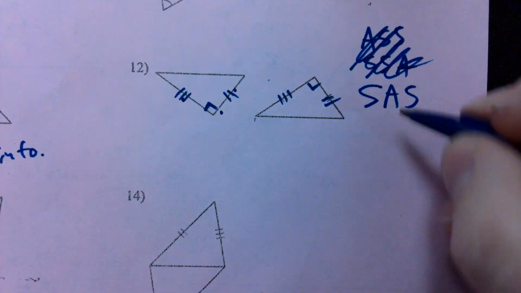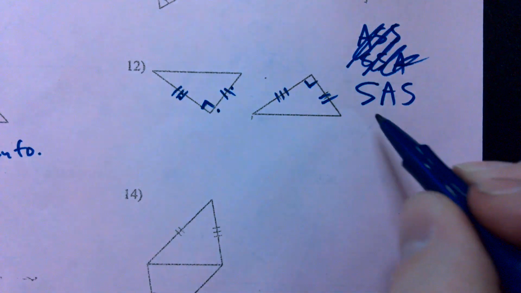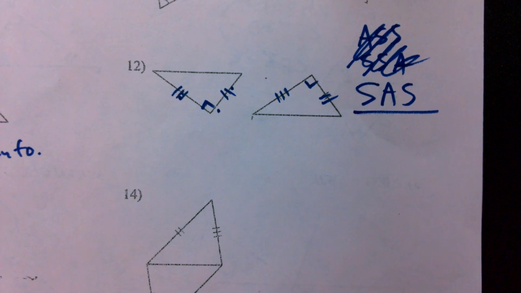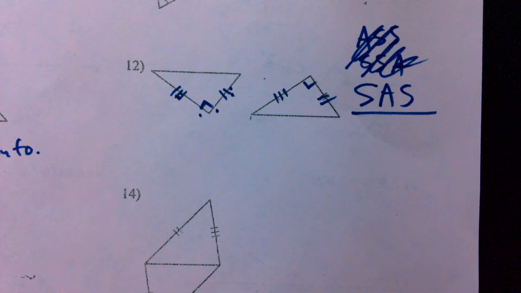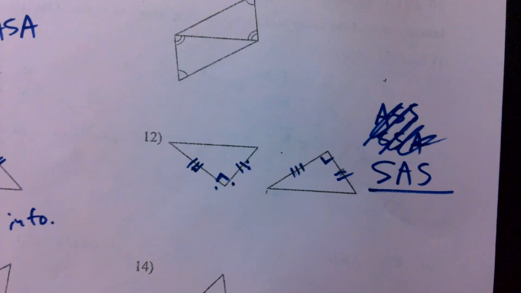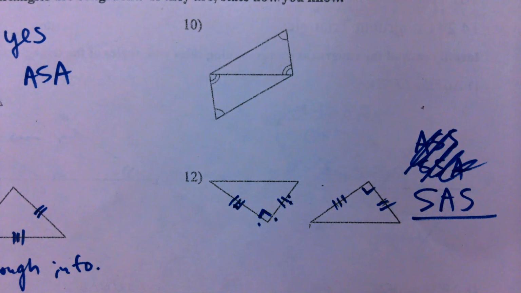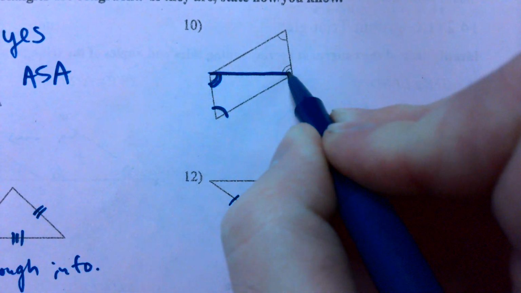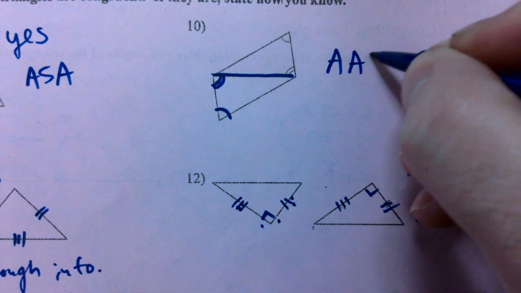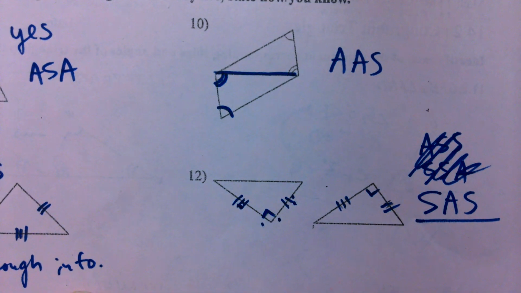This is side, angle, side. Right? The order that we write it, much like when we're writing a congruency statement for the triangles, has to match up. So a side and then an angle and then a side. But if I have something like number 10, I have an angle and then another angle and then a side. Angle, angle, side. Yeah, Tyler?